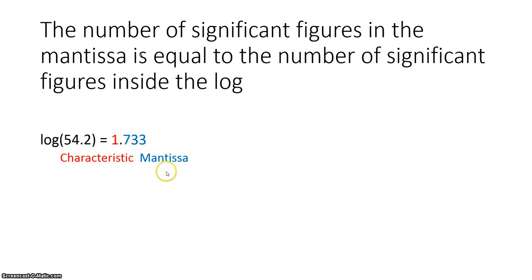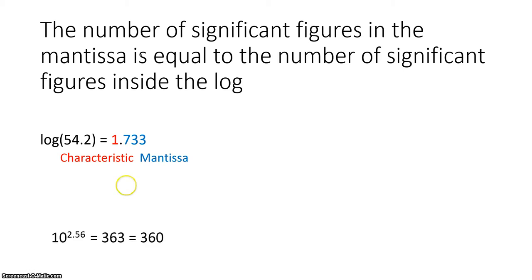We need the number of significant figures in the mantissa, which are the numbers after the decimal place, to be equal to the number of significant figures in the log. So we have 3 significant figures in the number inside the log. That means we need 3 significant figures in the mantissa. The characteristic refers to the number that comes before the decimal place, and you don't need to worry about it when it comes to significant figures.